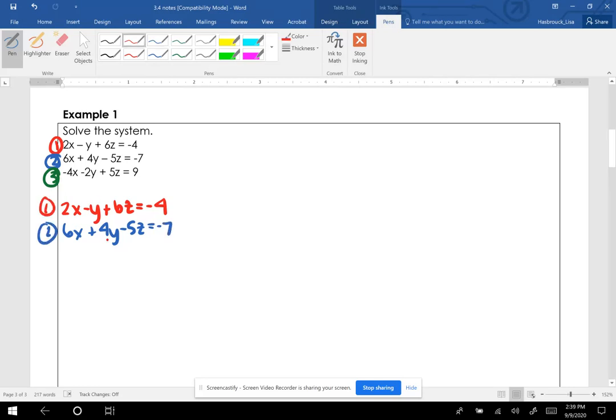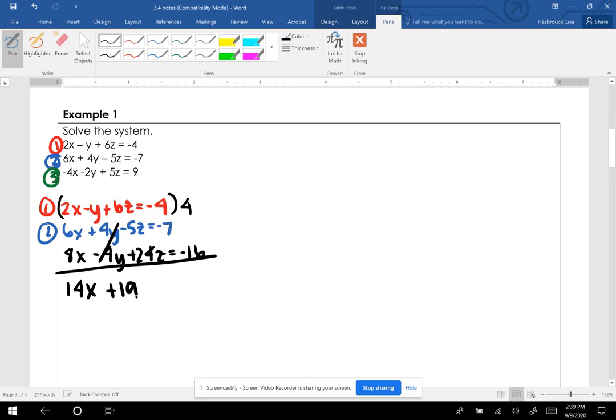To get rid of the y's, they're already opposite signs. If I multiply equation 1 by 4, it should eliminate those y's. So then I get 8x minus 4y plus 24z equals negative 16. Then if I combine these, 6x plus 8x is 14x. The y's cancel out. Negative 5z plus 24z is 19z. And negative 7 plus negative 16 is negative 23. This is what I call new equation 1. So new equation 1.